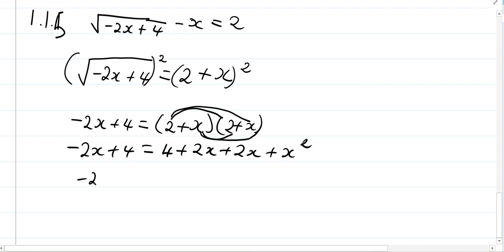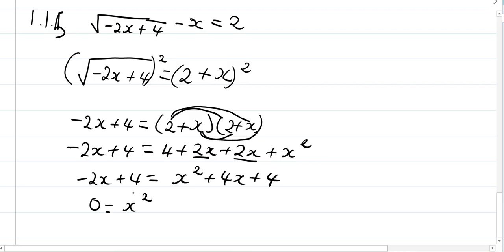Now let us simplify the right hand side. So this is x squared, 2x plus 2x gives me 4x, and I'm left with 4 here. So I put the equation in standard form. I leave 0 on one side, x squared. I take negative 2 to the other side, 4x plus negative 2. 4x plus this 2, when it goes to the other side, it becomes 6x. 4 minus 4 is 0.